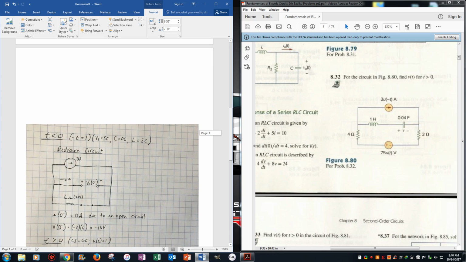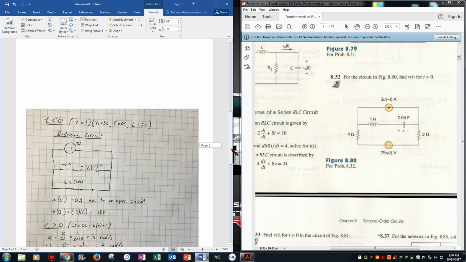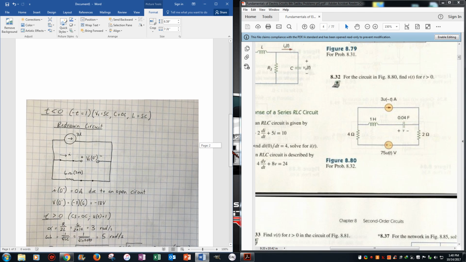Now we're going to go to the time domain when t is greater than 0. When t is greater than 0, the current source is an open circuit, and u of t is 1, so now we have the voltage source active and the current source inactive. So when that happens, the current source is an open circuit. Now we have to find these two values. These equations are given for you.